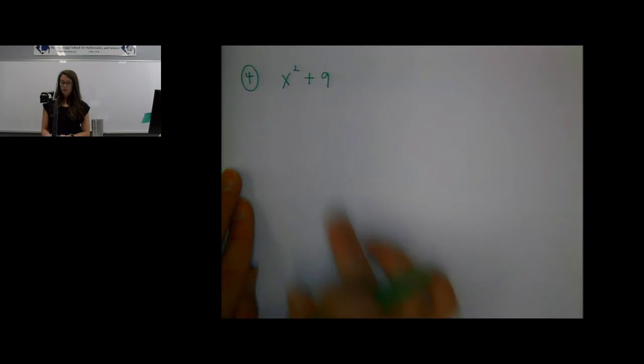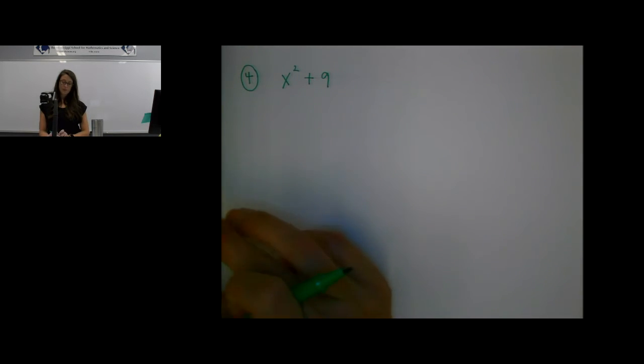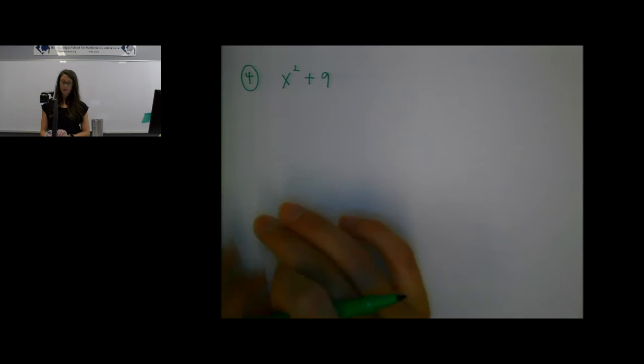Okay, what about this one? I've got x squared plus 9. Is there a greatest common factor? Can I factor anything out?